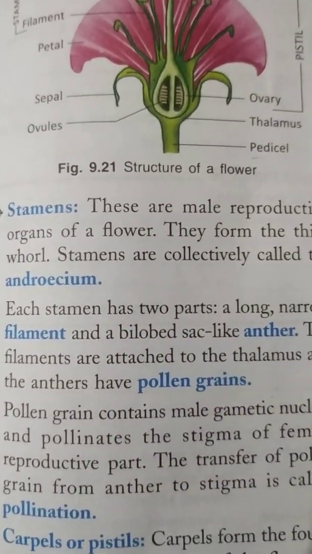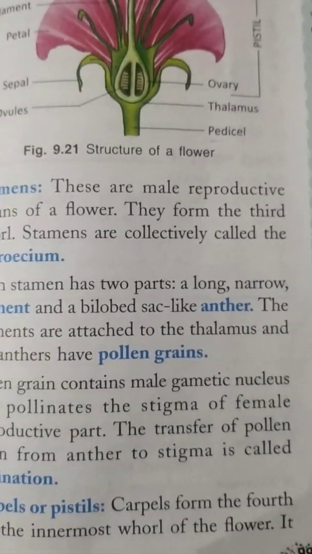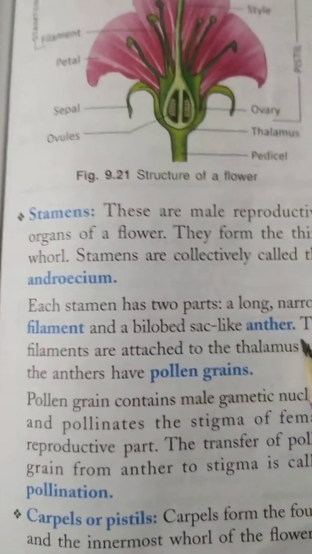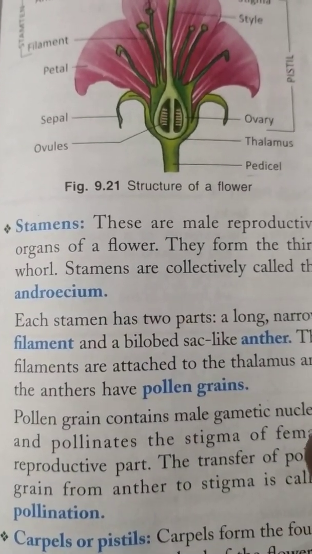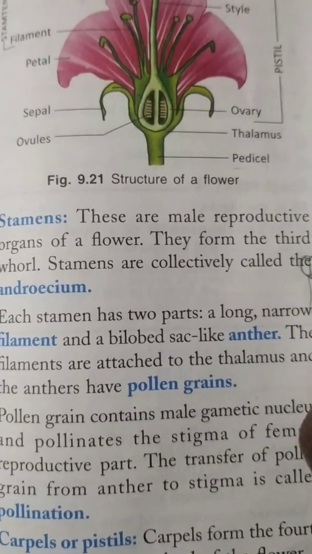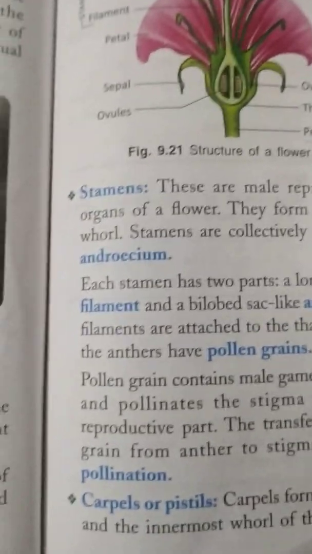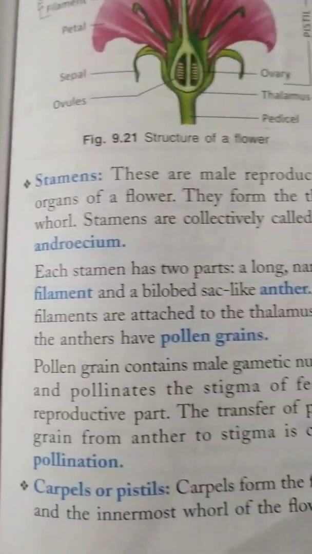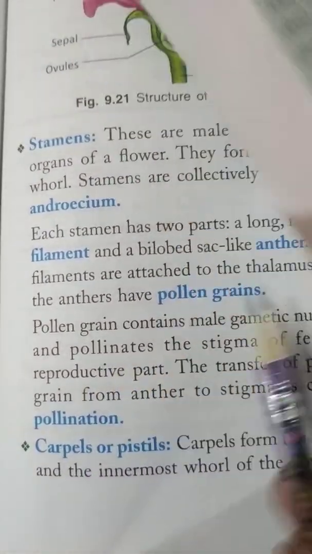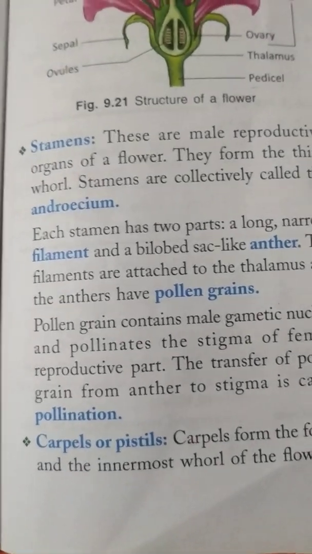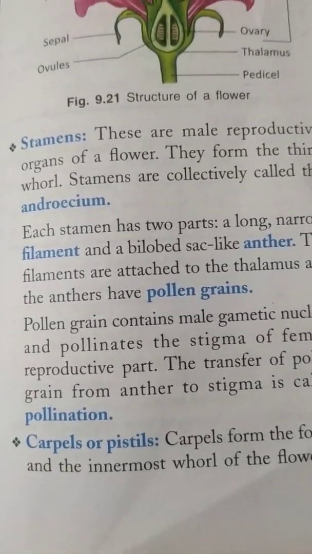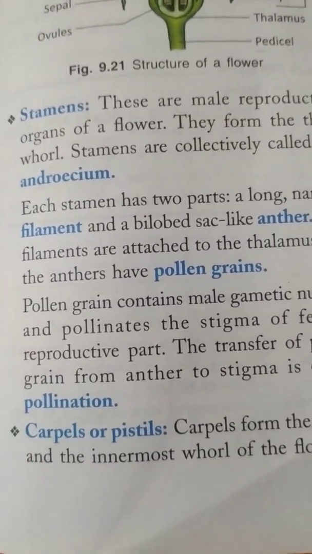Each stamen has two parts, as we discussed earlier, a long narrow filament and a bilobed sac-like anther. So usually we can draw it like this. This is a long filament and this is a sac-like bilobed anther. Bilobed means it looks like two lobes. So these are called anthers. Pollen grains contain male gametes. As I already told, anthers contain pollen grains, and pollen grains are themselves called male gametes.